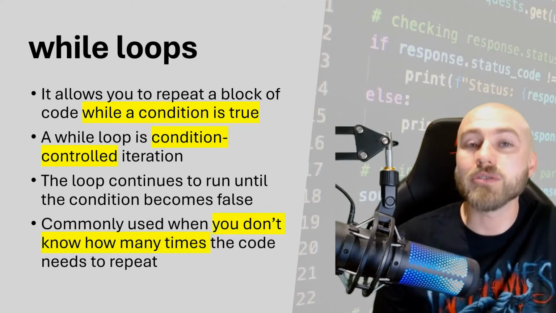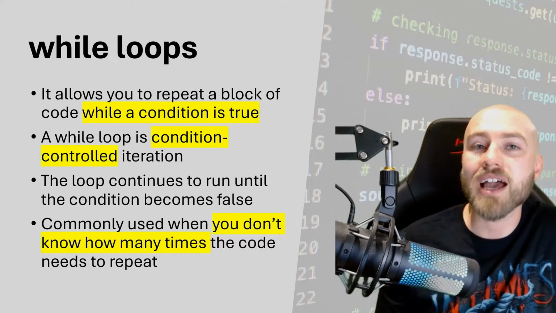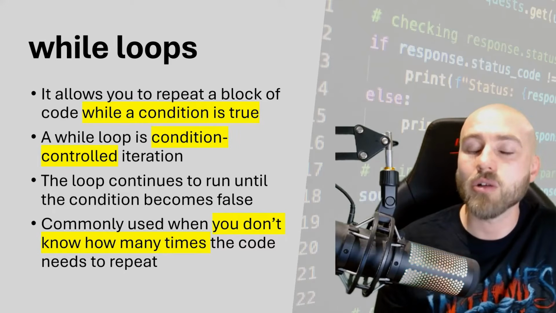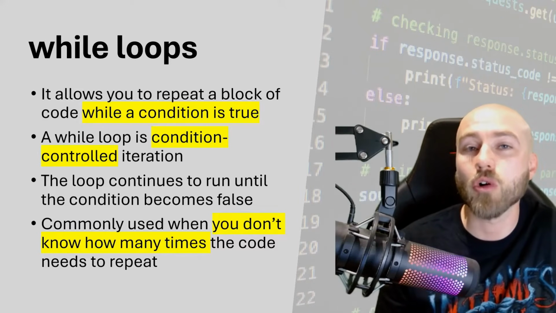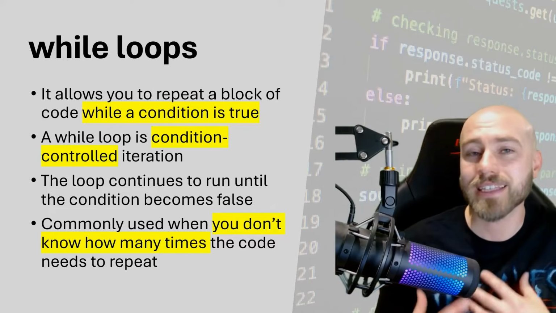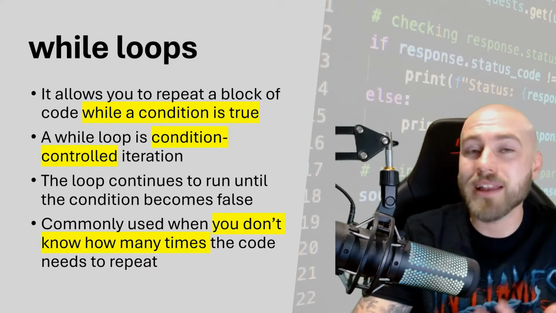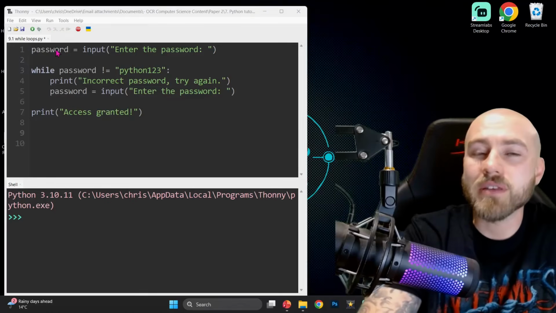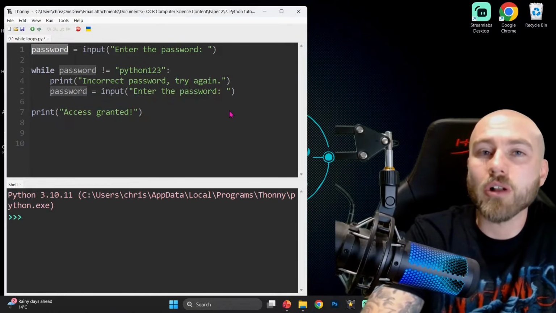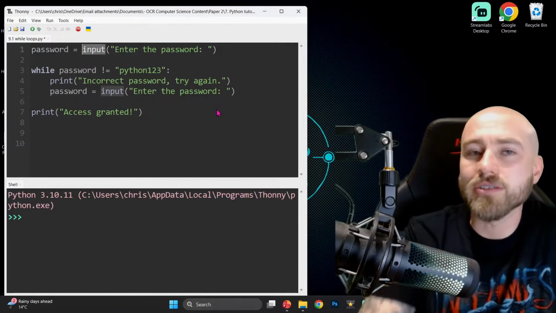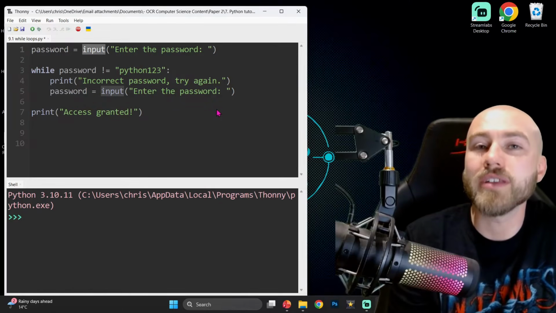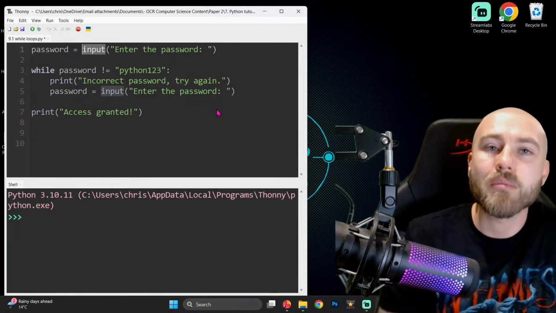Most of the time we will use a while loop when we don't know how many times we want the code to repeat. Unlike the for loop, which is the count controlled one where we can say we want it to repeat this many times, it can repeat as many times as you need it to. To begin with, I've got a variable called password, and it's going to allow the user to enter the password because we've used the word input. So they can type something in and press enter.